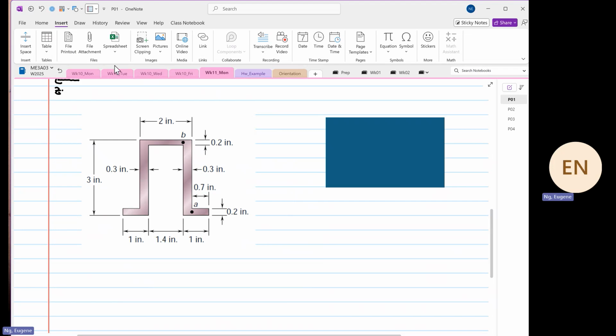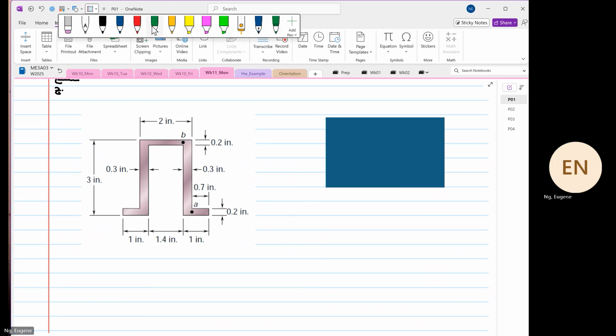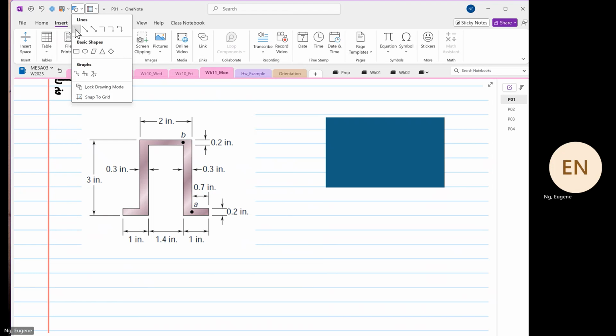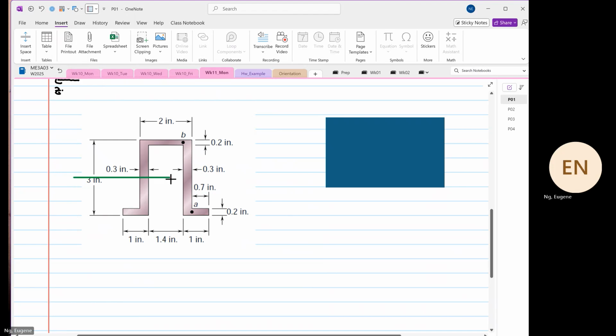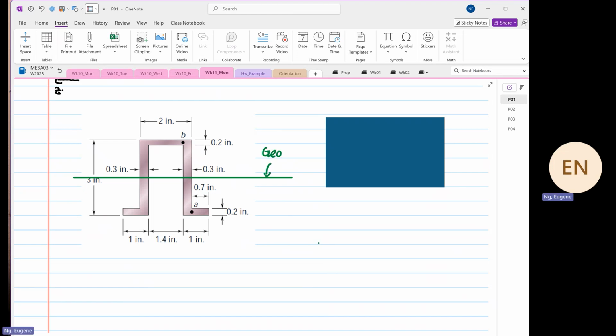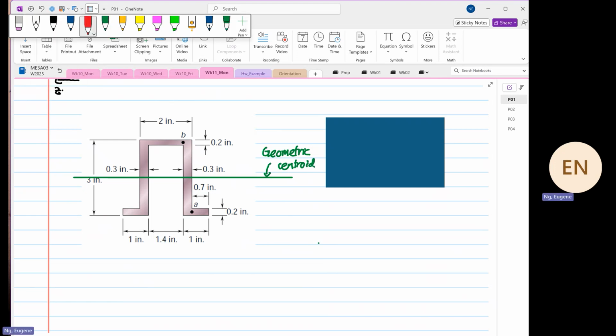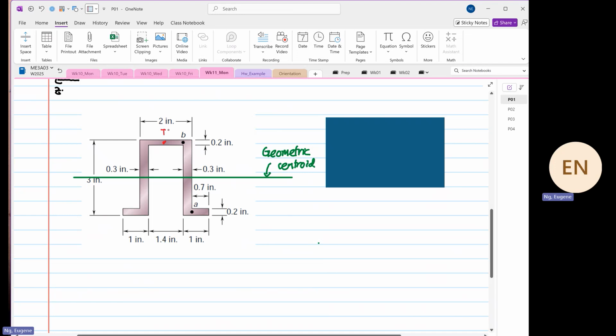So we know that I'm going to draw a green line now. Okay. This is known as our geometric centroid. And we are aware that we label over here, this is our terminal 1, this is our terminal 2, and this is our terminal 3. Okay.